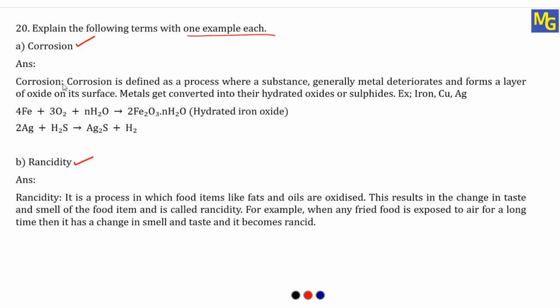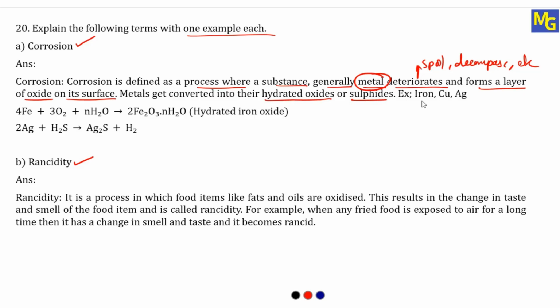So see here, corrosion is defined as the process where a substance, generally metal, deteriorates, means decomposes or gets spoiled. So here you can see corrosion means it is the process where substances, and generally metal, get spoiled, get destructed, get decomposed, get wasted and form a layer of oxide on the surface. Metal gets converted into their hydrated oxides or sulfides.